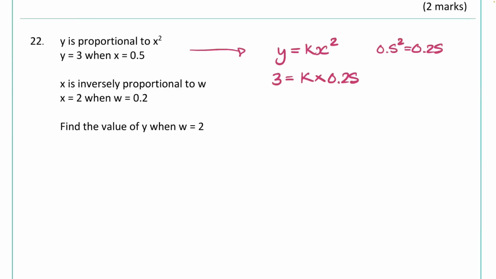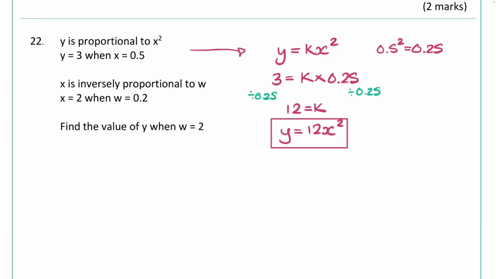Well, you can write that as 0.25k. But I need to divide both sides by 0.25. There we go. And that's going to tell me my value of k. So 3 divided by 0.25 is 12. So 12 equals k. And now I can write my formula, which is y is equal to 12x squared. There we go. And that is my first formula there. And that tells me how to find y. So there's my first one.